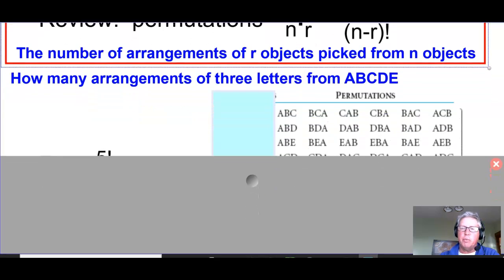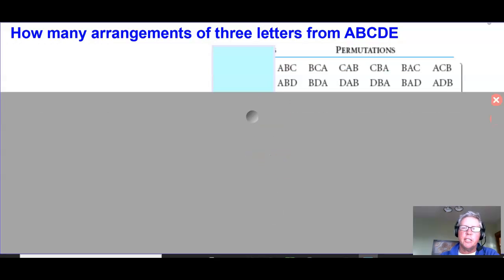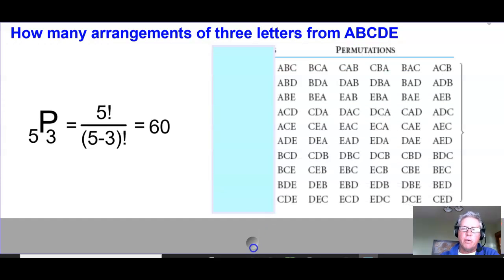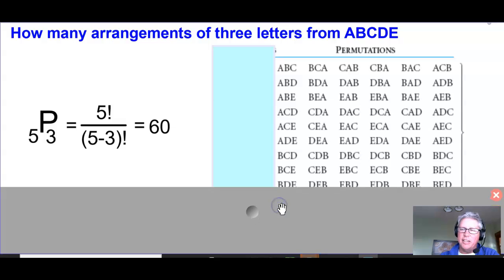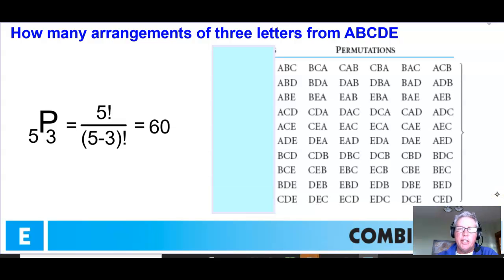Because I was bored, I wanted to see all the different permutations that you could make. Let's just get rid of this thing. There we go. So there it is. Those are all the permutations of the letters A, B, C, D, E if I choose three of them. That's cool.